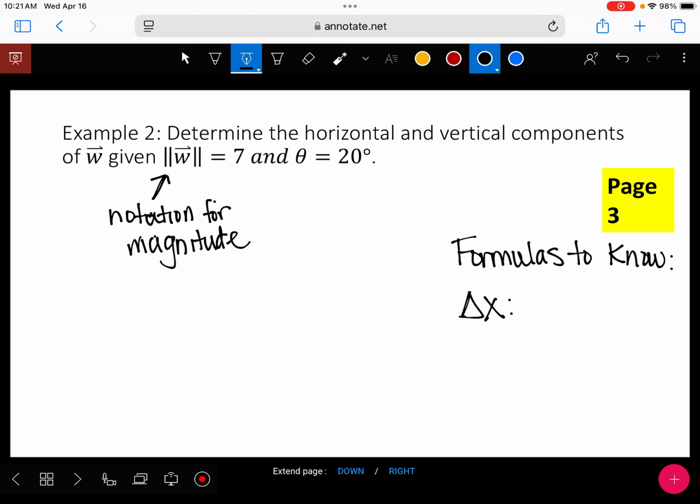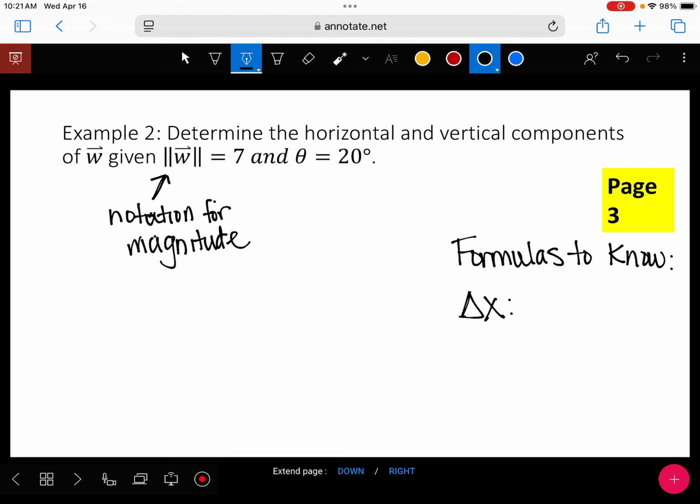So what they're giving us this time is the magnitude and the direction, and they want us to find the delta x, the change in x, and the change in y. Okay, so we're going backwards. Before, we had change in x and change in y, and we had to find magnitude and direction. Now they're giving us the magnitude and the direction, and they want us to find delta x and delta y. The formulas are actually quite simple.